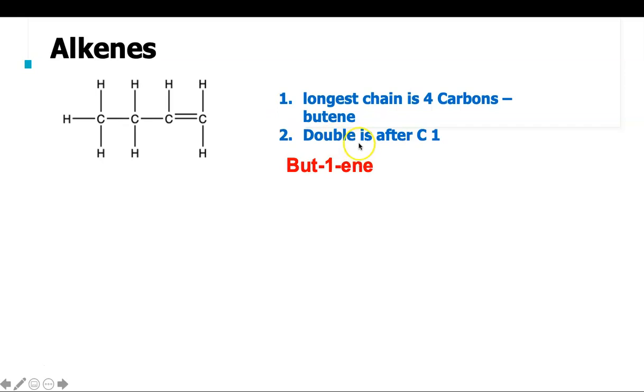I'm just going to add a double bond. Sorry, I should say here the double bond is after carbon 1. So this is but-1-ene.